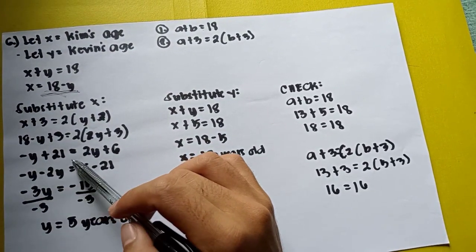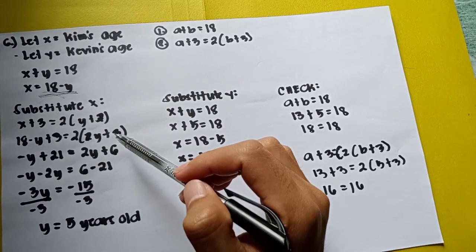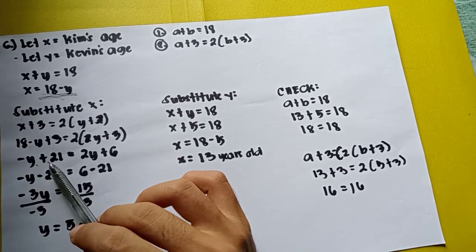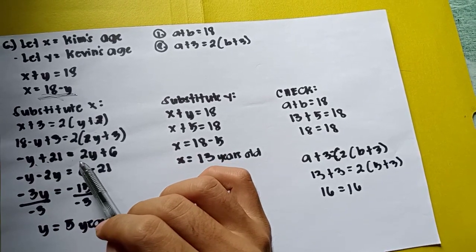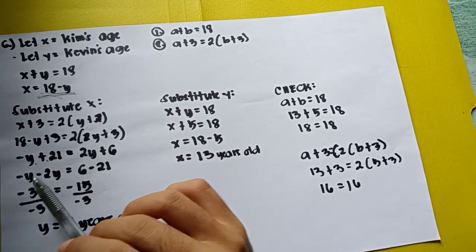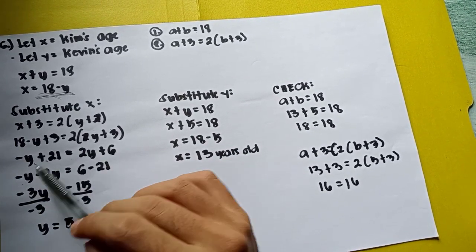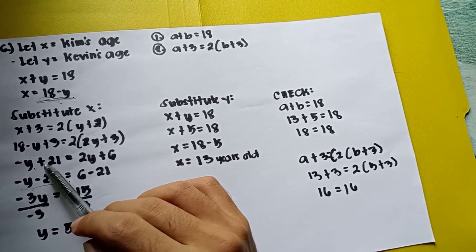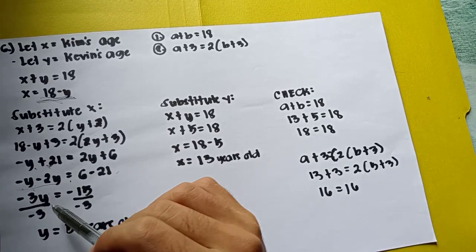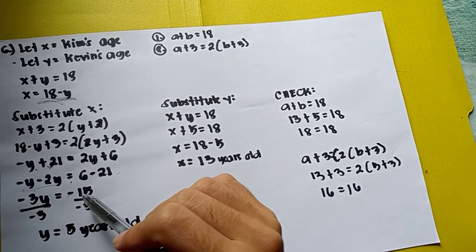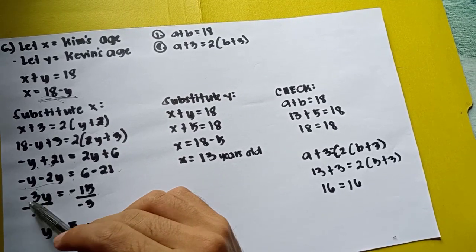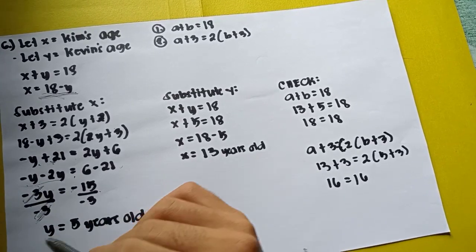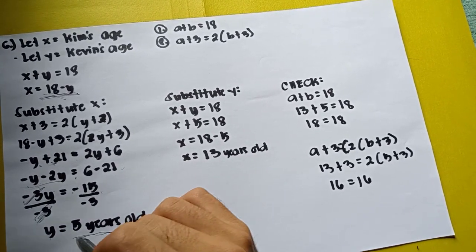Negative Y plus 21 equals, 21 came from 18 plus 3. So negative Y plus 21 equals 2 times Y, 2Y rather, and then 2 times 3 is 6. Transpose 2Y to the left side, so it will be negative, and then 6 transpose 21 to the right side, so it will be negative. Negative 3Y equals negative 15. Divide both sides by negative 3 to eliminate. So Y is 5 years old.